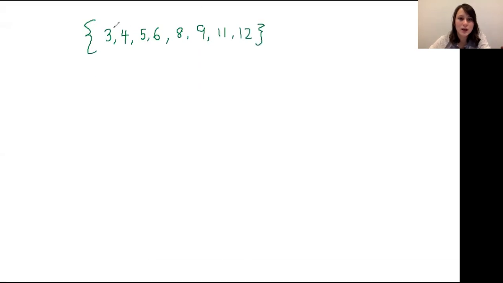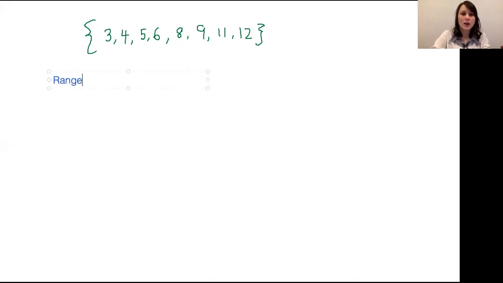I'm going to use this set of data right here as my sample data to use for an example as we go through this, because I think it makes a lot more sense if you have an example that we can use to explain. So I have 3, 4, 5, 6, 8, 9, 11, and 12. So that's my set of data, and I have 8 numbers here.